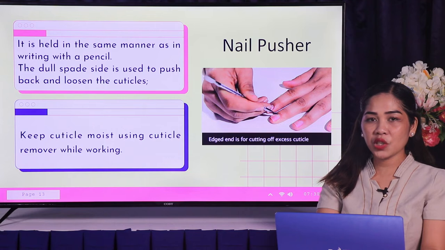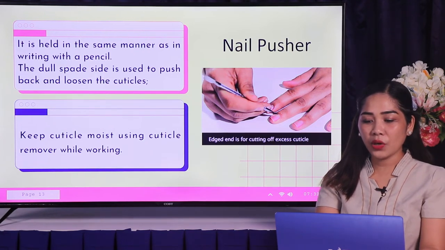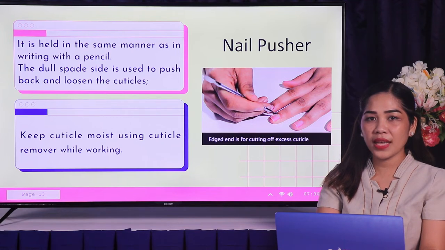Use the cuticle pusher in a flat position to remove the dead cuticle adhering to the nail without scratching the nail plate. Safety alert! In using the pusher, avoid too much pressure to prevent injury to tissues.